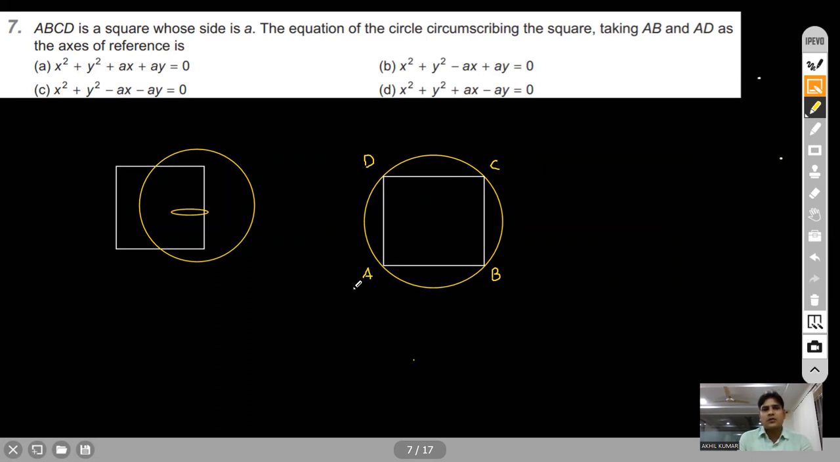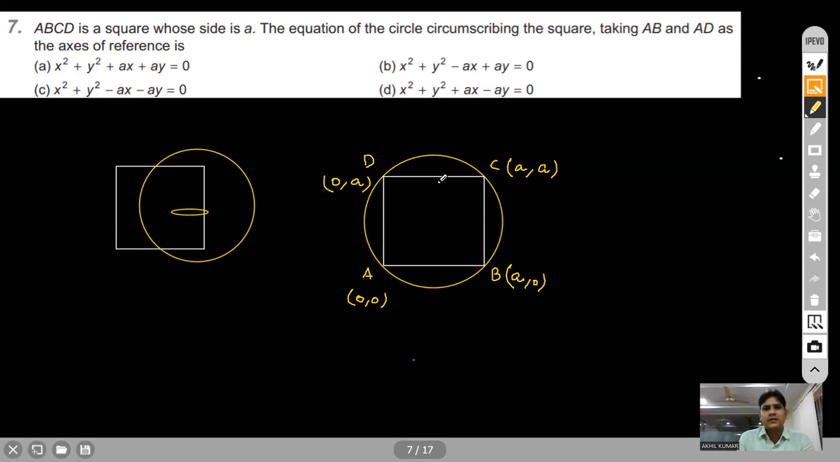So suppose I'm taking A as the origin. The coordinates of A will be (0, 0). And what will be the coordinates of B? Coordinates of B will be (a, 0), because the side of the square is of length a. Coordinates of D will be (0, a), and the coordinates of C will be (a, a). So now we have to find the equation of the circle.